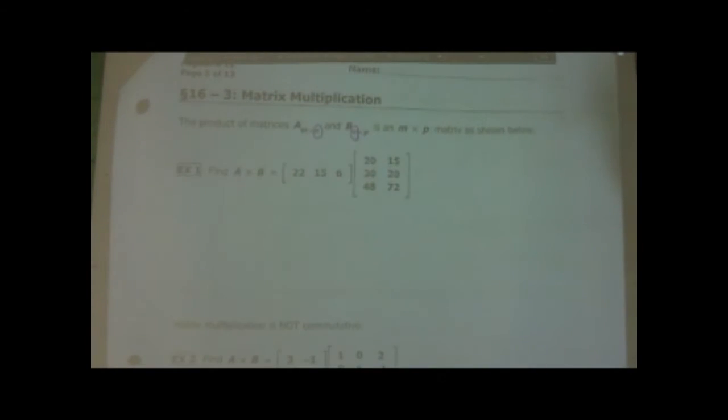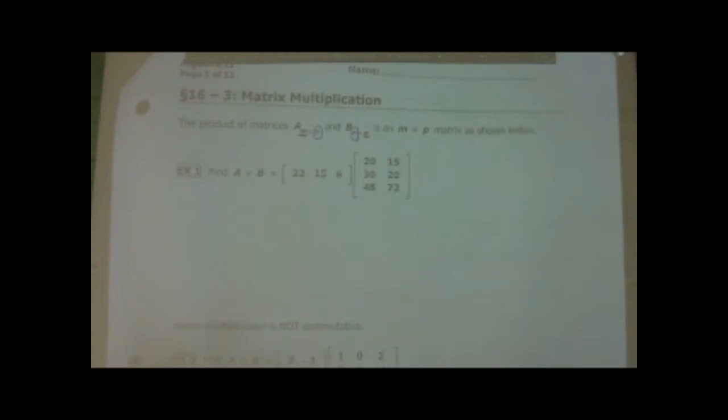You have one matrix and it's an m by n matrix. The second matrix has to be n by p. In other words, this dimension here and this dimension here have to be the same. If they are not the same, you cannot multiply them. And the matrix that you get as a product will be m by p. So the ending matrix that you get will be an m by p matrix.